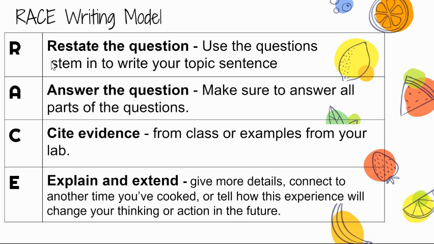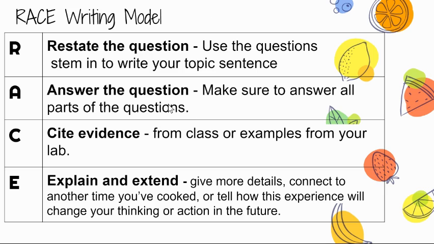C is citing evidence from class, examples. You guys cite evidence from your text often in language arts. You're going to be citing evidence from my class during our labs. And then E is explain or extend. So that means to give more details, connect to another time you've cooked, or you could tell us how this experience will change your thinking or action in the future.